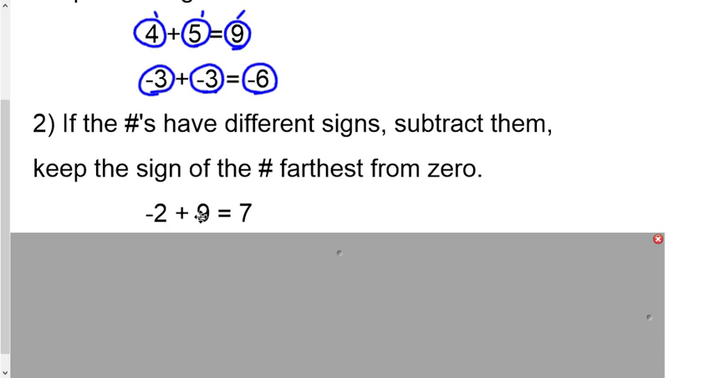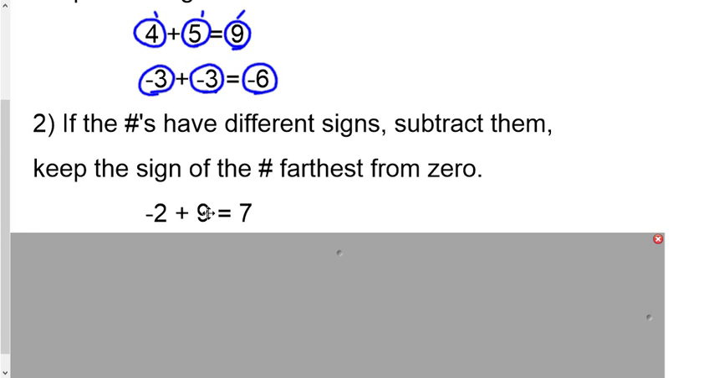Well, they have different signs here, so let's subtract them. Well, 2 minus 9 is kind of icky, so let's do this. Well, the 9 just seems to be bigger, so let's just say 9 minus 2. What's 9 minus 2? 7.